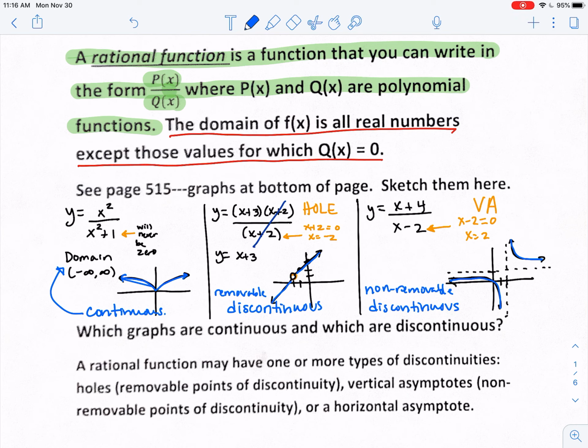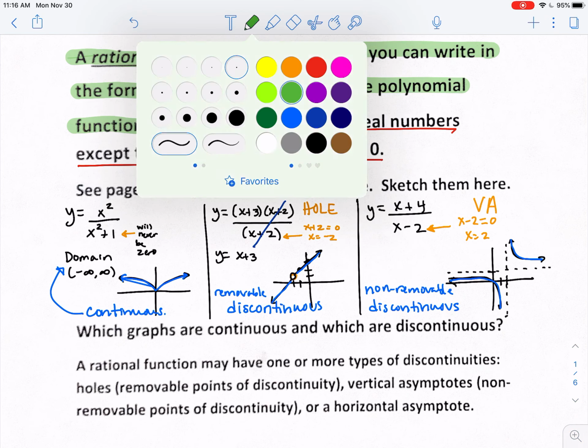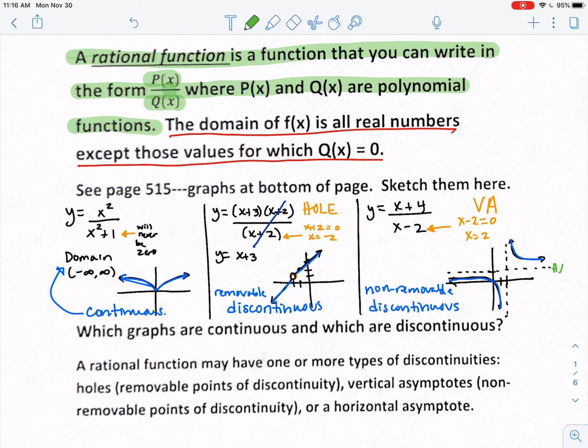Okay? Another point of discontinuity, I don't know if you noticed it on this last example here, is a horizontal asymptote. This horizontal asymptote is at y equals 1 when you graph that. That is also a point of discontinuity. Okay. All right.